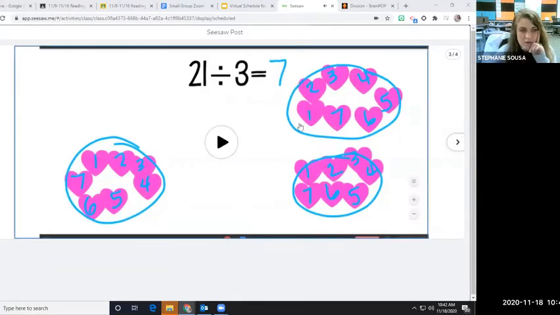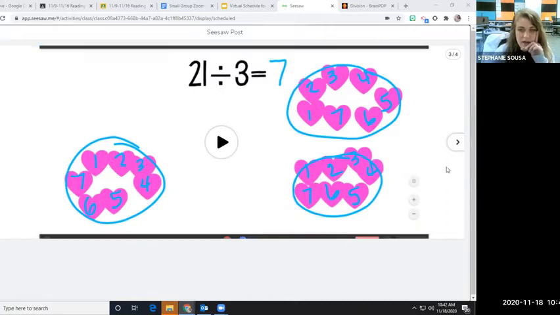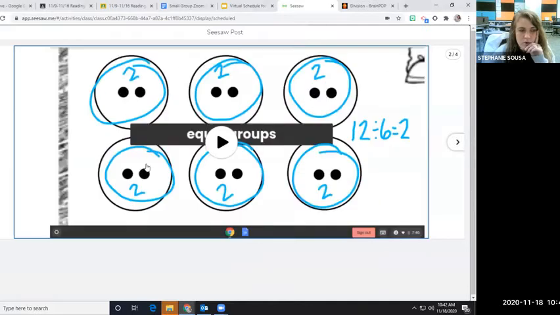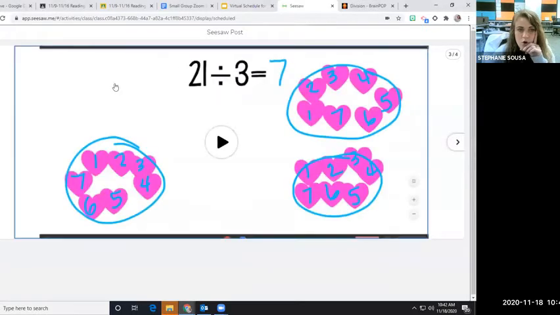Alrighty, so this is how you would create an equal groups representation of sharing in division. Are there questions about what you saw where you were reading an equal group picture or where you were creating an equal group picture? We're going to get some practice with this today, but I wanted to make sure there weren't any questions first.